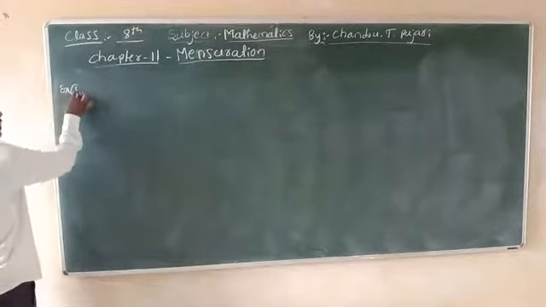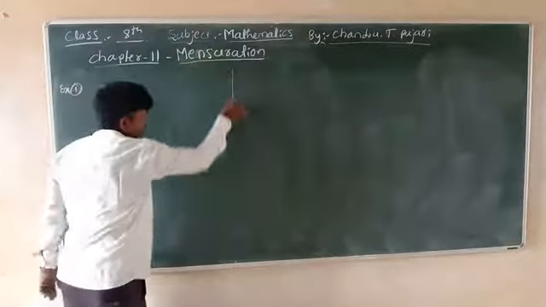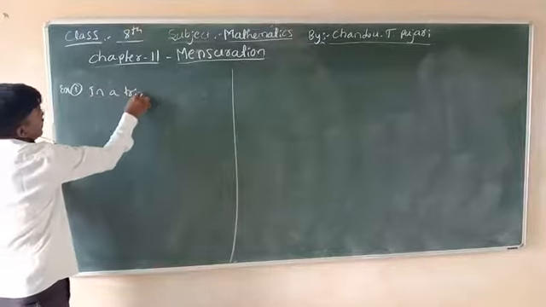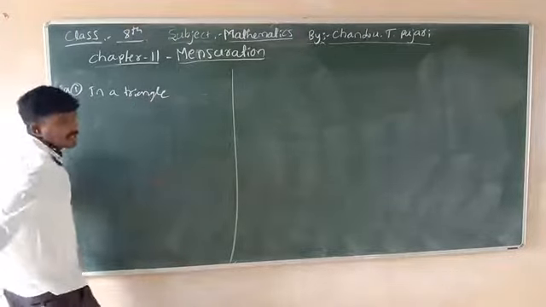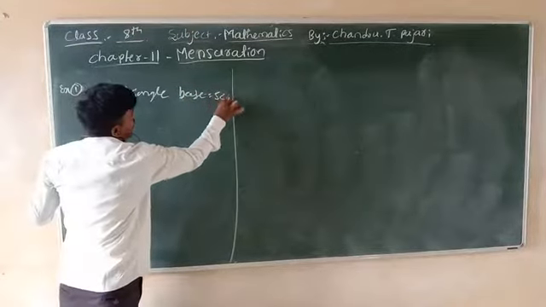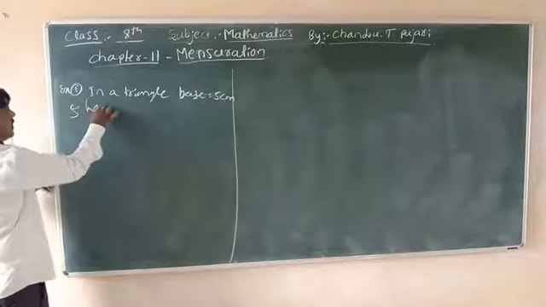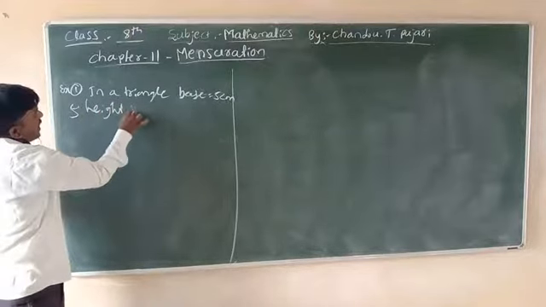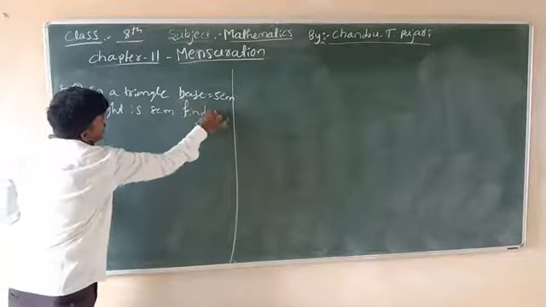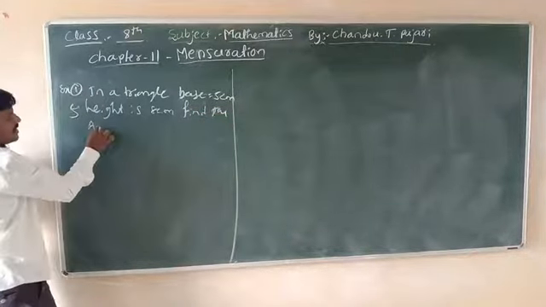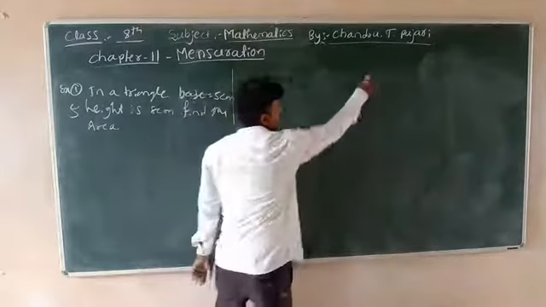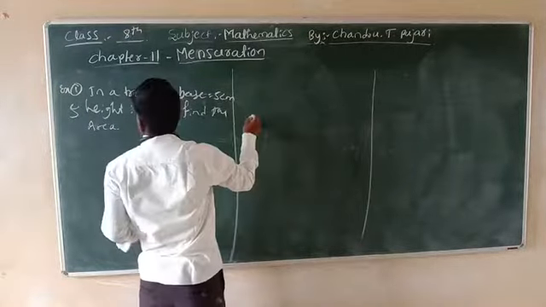Example 1. In a triangle, the base is 5 centimeters and the height is 8 centimeters. Find the area. First question is on the triangle only. Next one is the square.